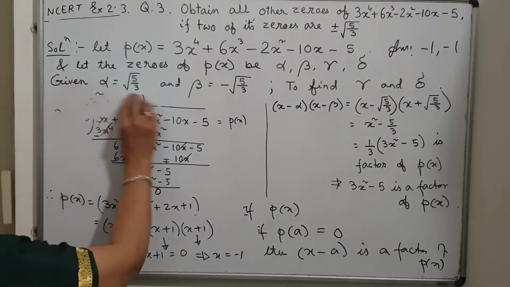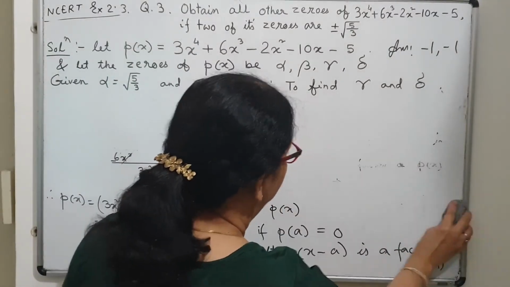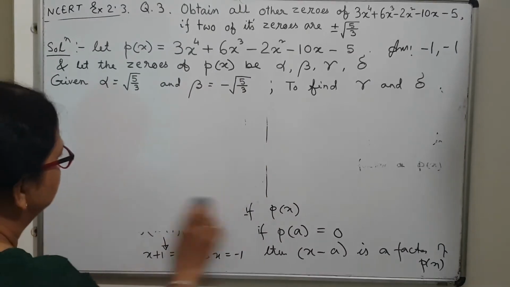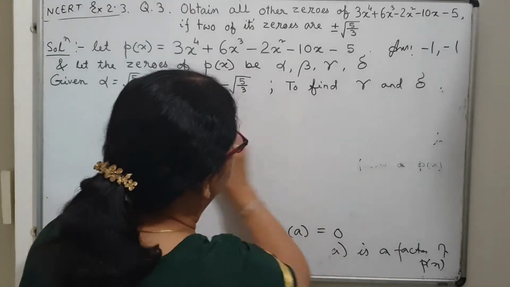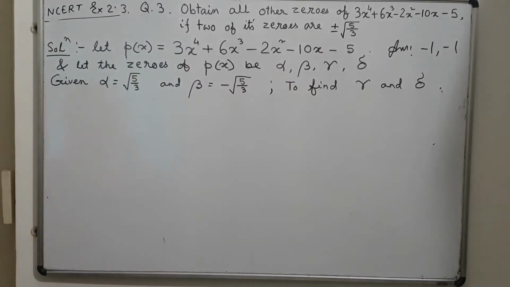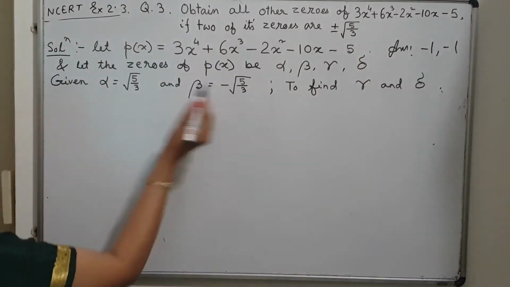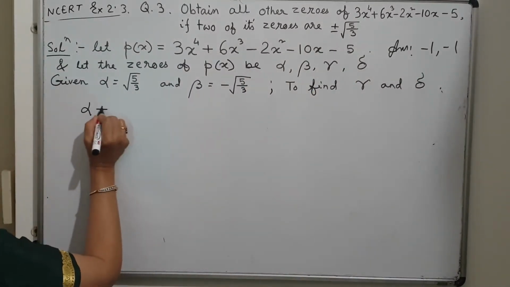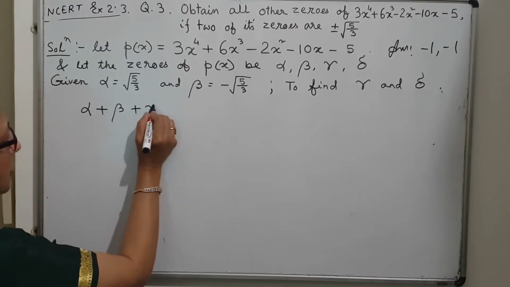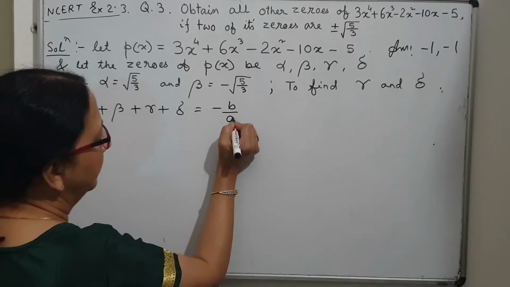So same thing, same question. When I use relationships, it is very simple. So these are the zeros. So using the first relationship, the sum of all the zeros is minus b upon a.